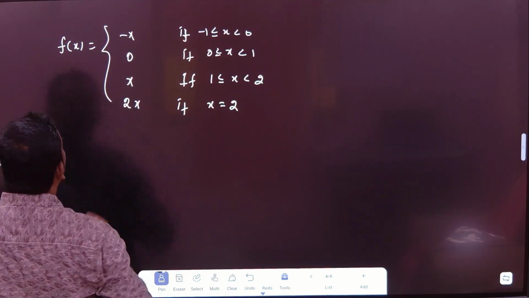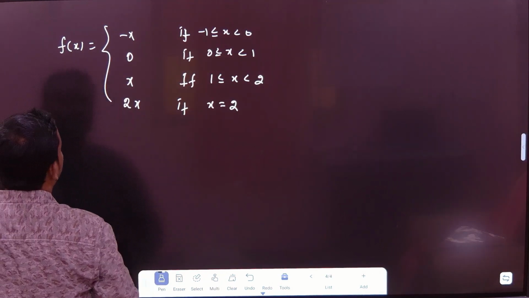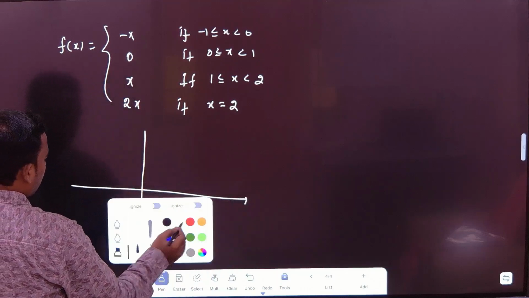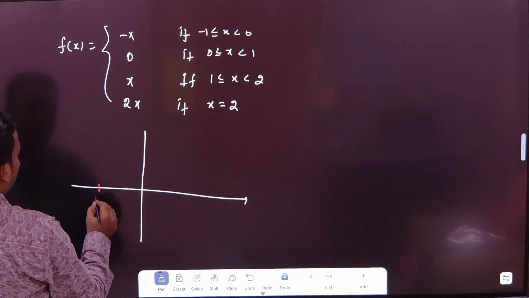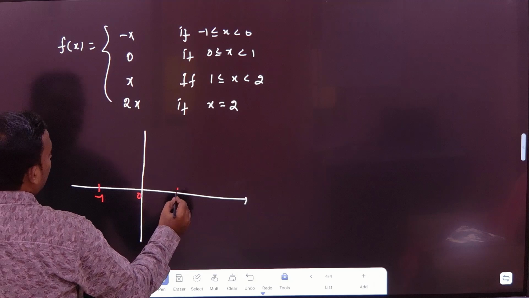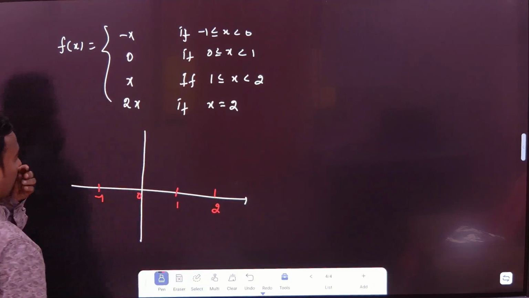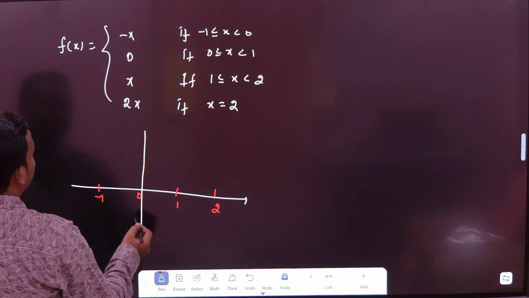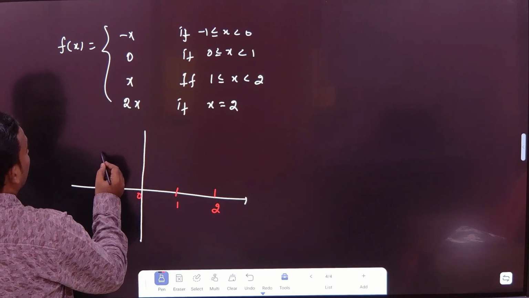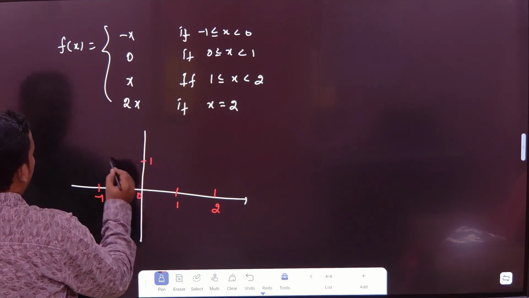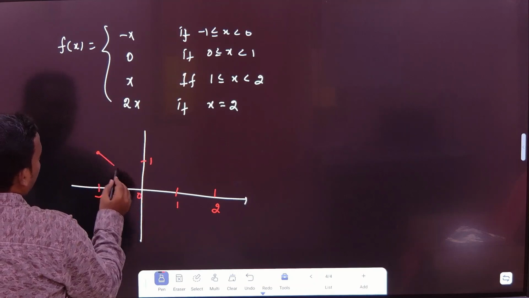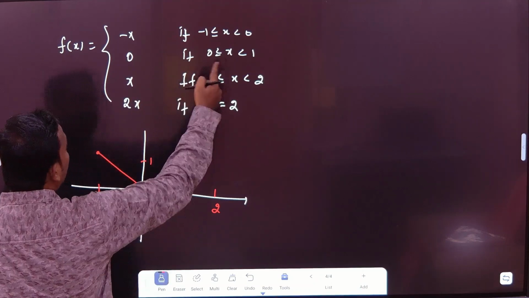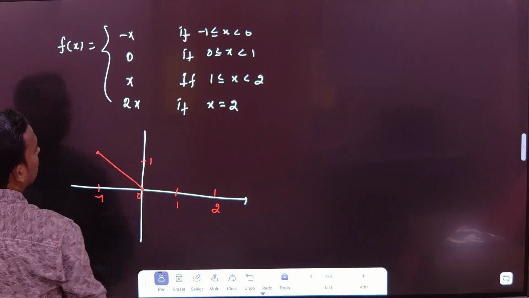Okay. Now how to draw the graph? You can see, students, let me start with -1 here, 0, +1 and 2 here. Okay, fine. So when you take -1 to 0, y is equal to -x. If you put -1, you will get +1, right? y is equal to -x. 0 is not included, right? When you equate to 0, 0, there's no problem.